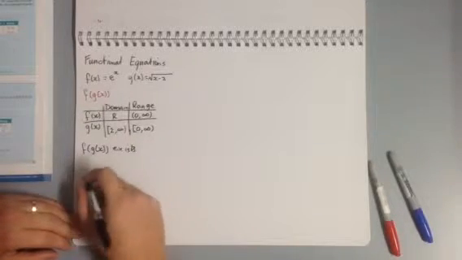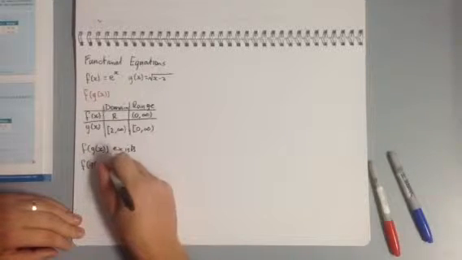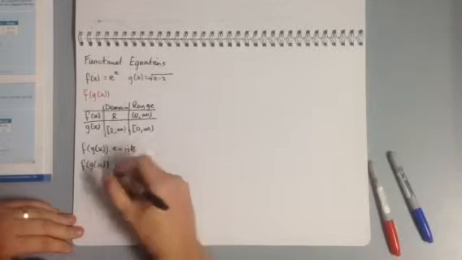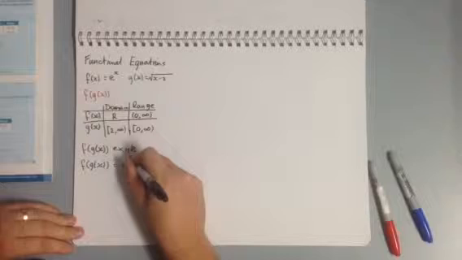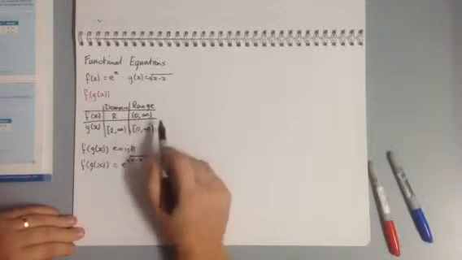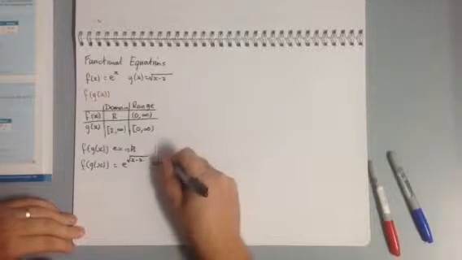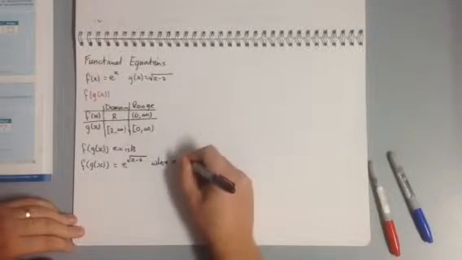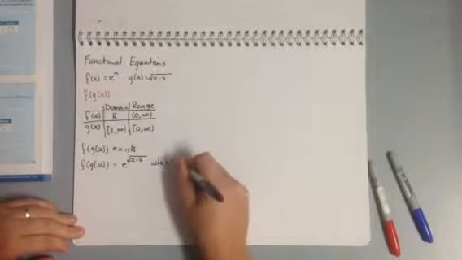Okay, therefore we can work it out. F of g of x. Okay, so wherever we've got an x here, we replace with this equation. So we're going to get e to the power of the square root of x take 2. Okay, and our domain is our domain of g of x. So we input where x is an element of 2 to infinity.